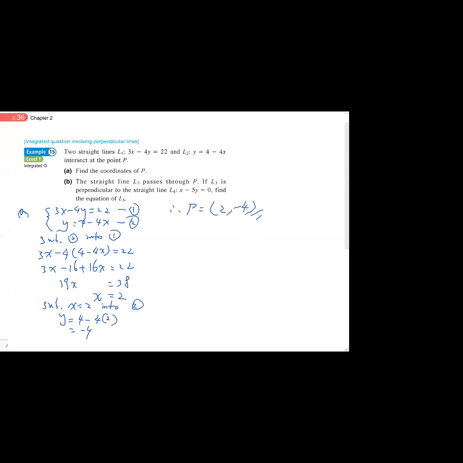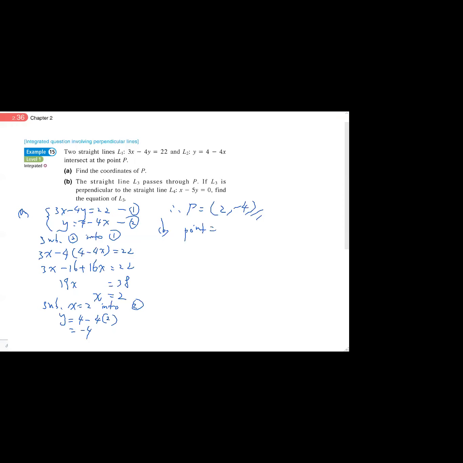Okay, and part B. So the straight line L3 passes through point P. If L3 is perpendicular to the straight line L4, then find the equation of L3. So in the end, it's always asking the same thing: find the equation of a straight line. So we need a point, we need a slope, and then we use the point slope form to write down the equation.